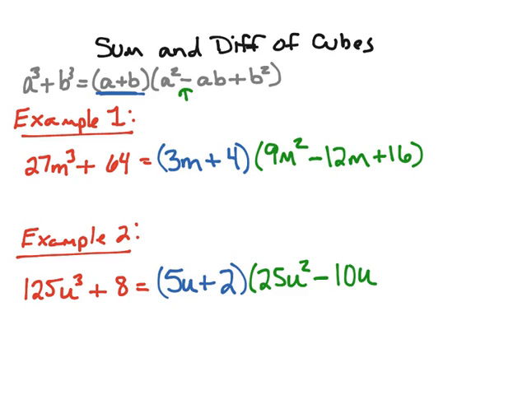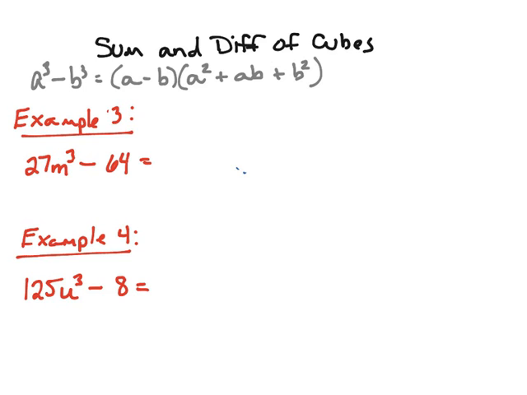And finally, to get that last term of the trinomial, we're going to take b and square it. The b for us is a 2, and a 2 squared would give us a 4. Therefore, these are the factors, 5u plus 2 and 25u squared minus 10u plus 4.